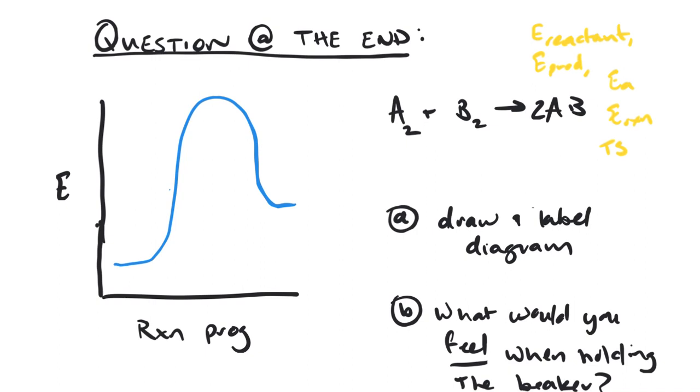And then let's say that I'm doing this reaction in a beaker. So A2 is reacting with B2 in a beaker, and I'm holding the outside with my hands. I want to know what am I going to feel on the outside? Am I going to feel it get hotter? Am I going to feel it get colder? Okay, think about it. Write down your answer, write down your thoughts, and bring it with you to class next time we meet. Thanks, guys.